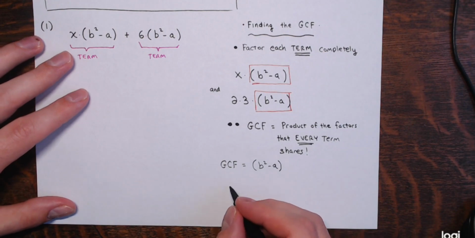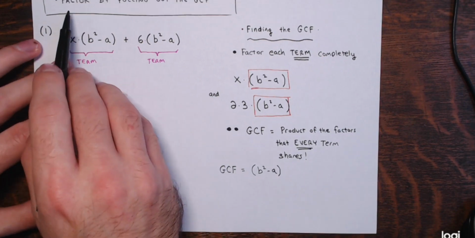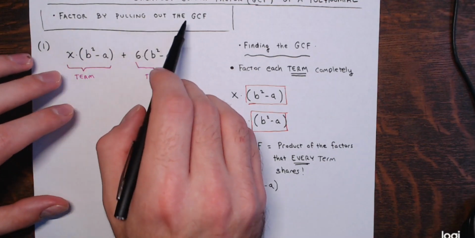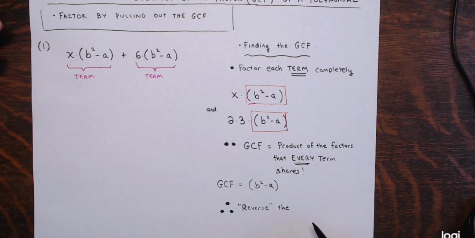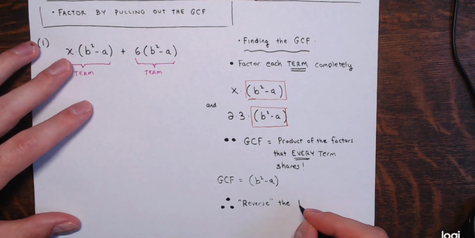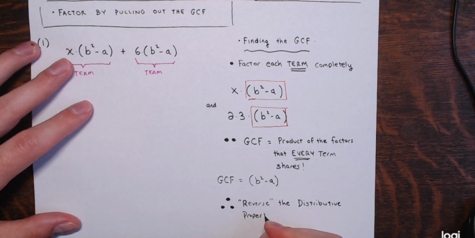Alright, and then finally, since we're asked to factor by pulling out the GCF, after you find the GCF, you use the distributive property, or I'll say reverse the distributive property. Because really, no matter which way you're going, you're using what's called the distributive property, but most people know it in the one direction. So, reverse the distributive property.